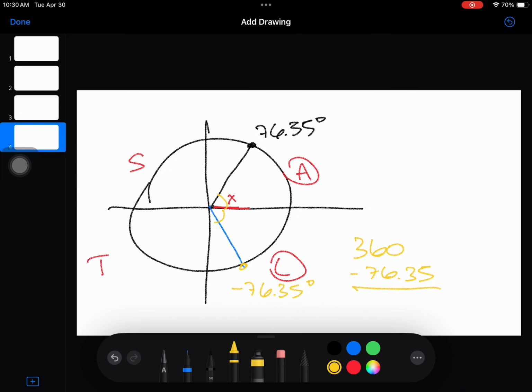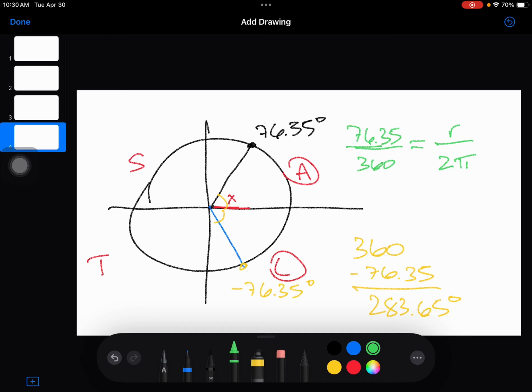283.65. 283.65 degrees. So those are our two values. Now let's look at converting between degrees and radians, because GeoGebra is going to give us radians. We're going to take 76.35, divide it by 360, because that's the ratio out of one full circle circumference that angle makes. And that's going to be equal to something over 2 pi.